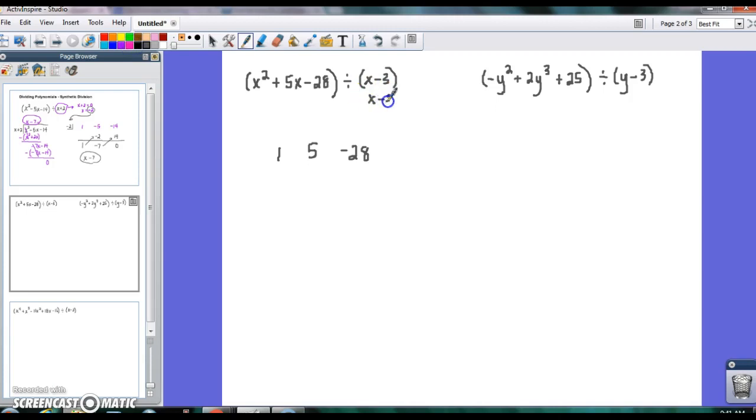x minus 3 equals 0. And I'm going to solve that. I get x equals 3. So that's what goes in my funky little bracket here. I'm going to draw my line, and that's my setup. So if you need to pause the video for a second to get yourself set up, go ahead and do that.